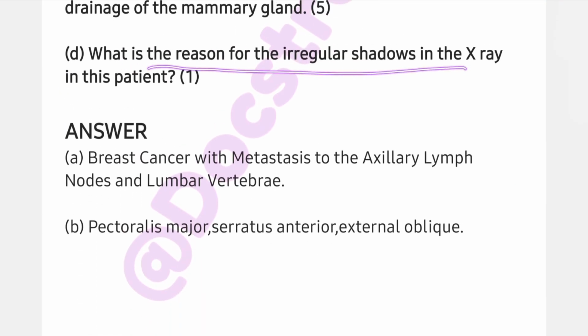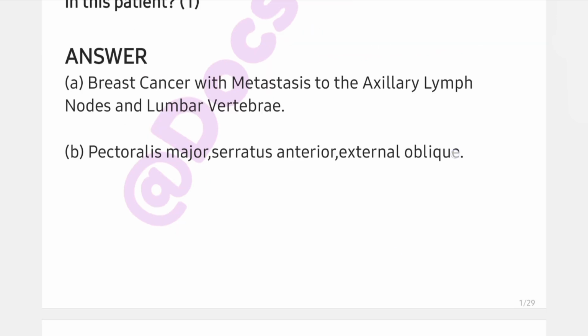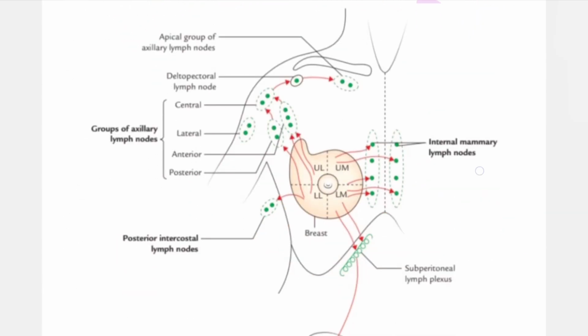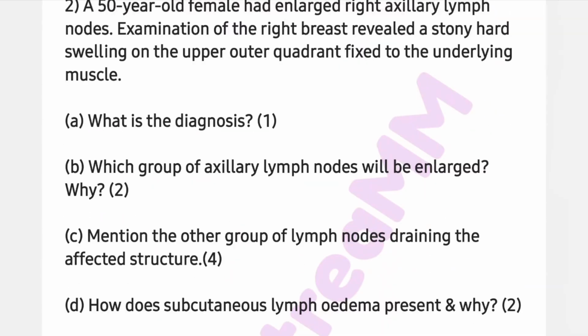And the last question, what is the reason for irregular shadows in X-ray in this patient? It is because the cancer has metastasized. That is the answer for this question. And now let's move on to the next question.